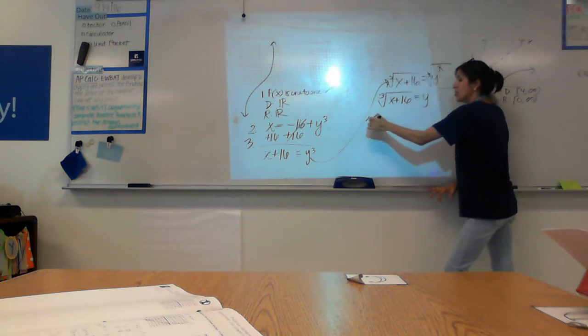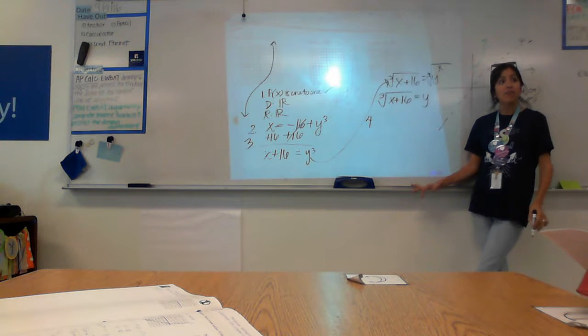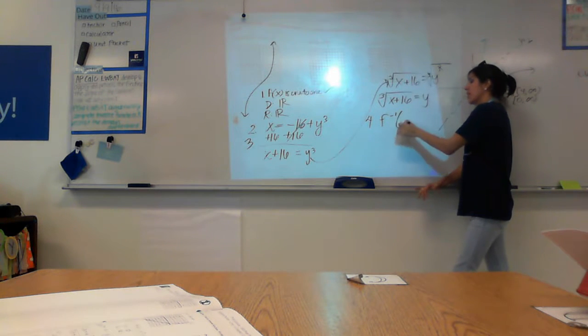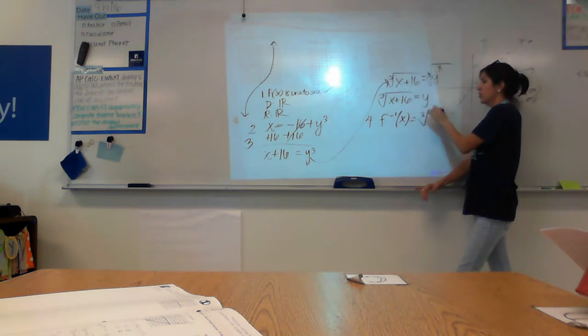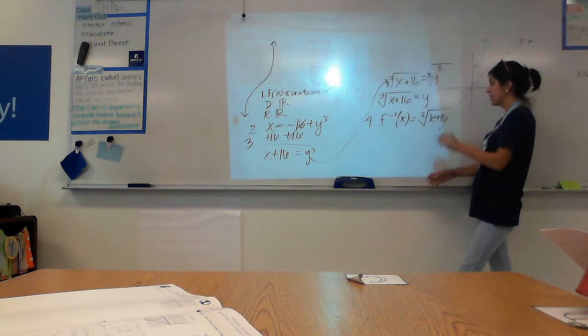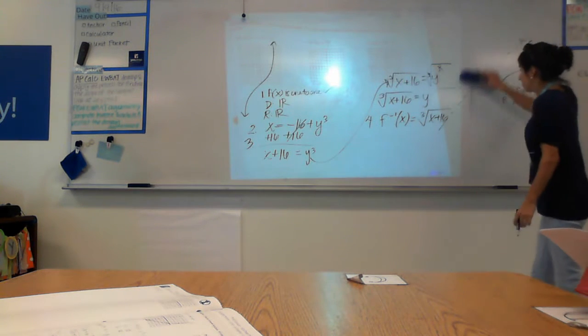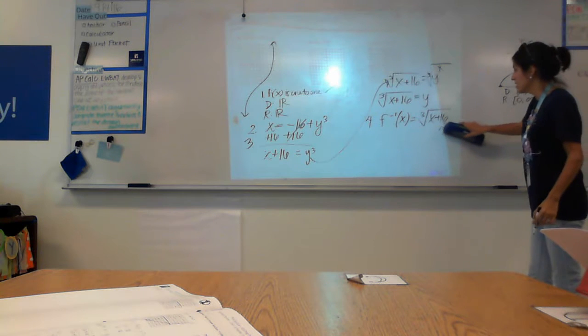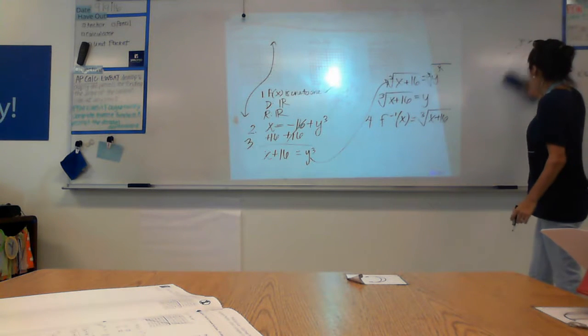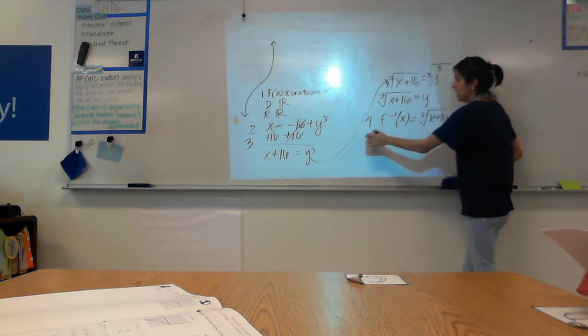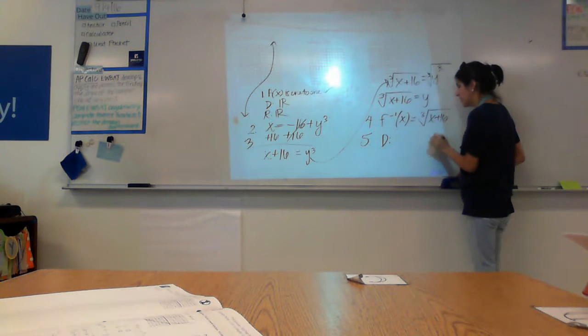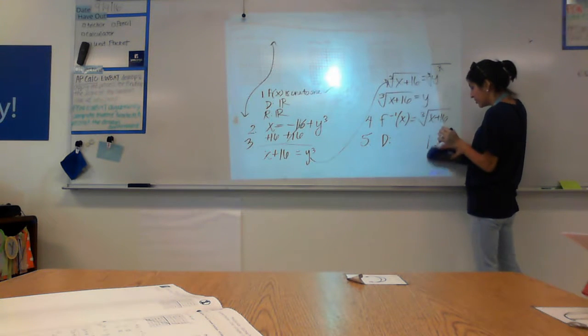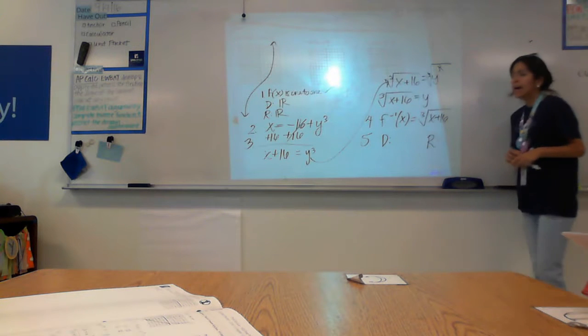Step 4 is to replace y with f inverse. So we have f inverse of x equals the cube root of x plus 16. And step 5, domain and range. Gotta be careful. Oh, I'm doing it all the numbers. Domain and range.